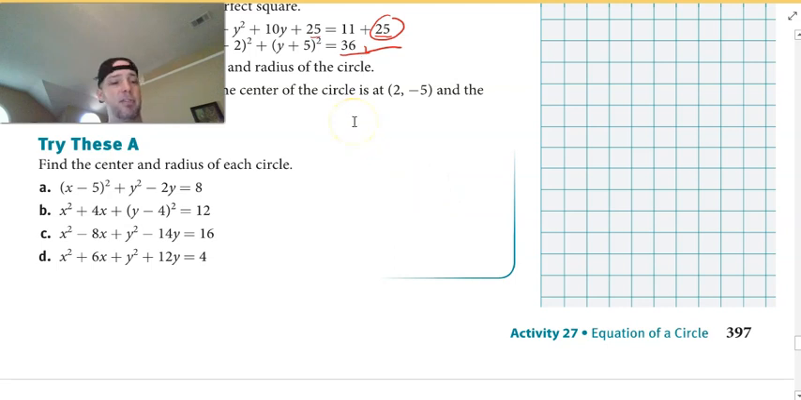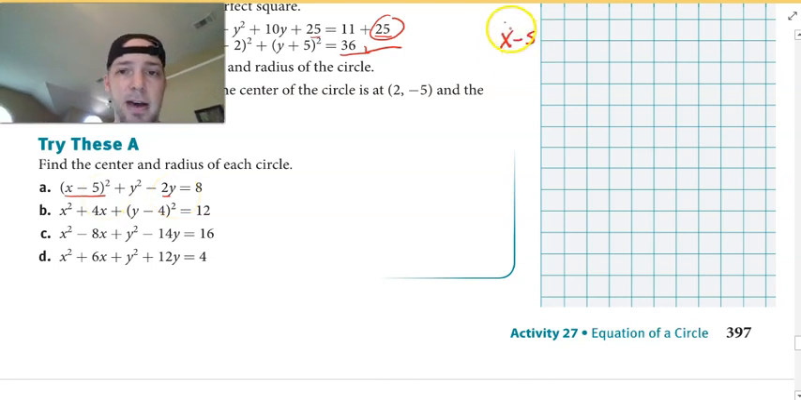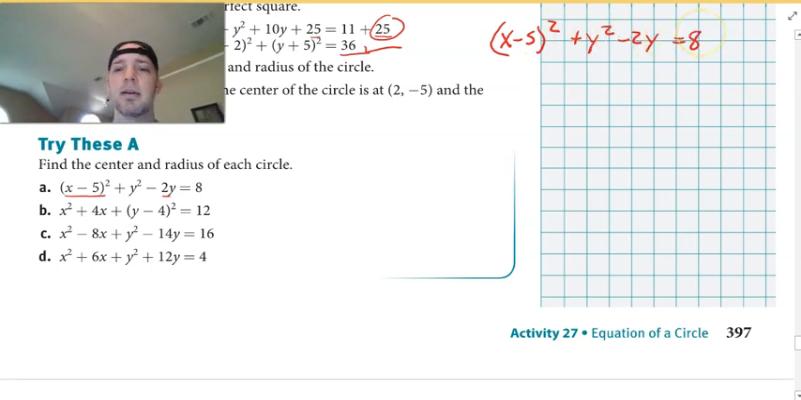All right, now that you've given yourself a chance, let's look at A. The x values are already done on A, but the y values, I do need to complete the square. So I'm going to write that up here. x minus 5 squared plus y squared minus 2y equals 8. Looking at these, I need to complete the square for the y values. This is an equation of a circle because there is an x squared and there is a y squared. I just need to complete the square to be able to find this one.